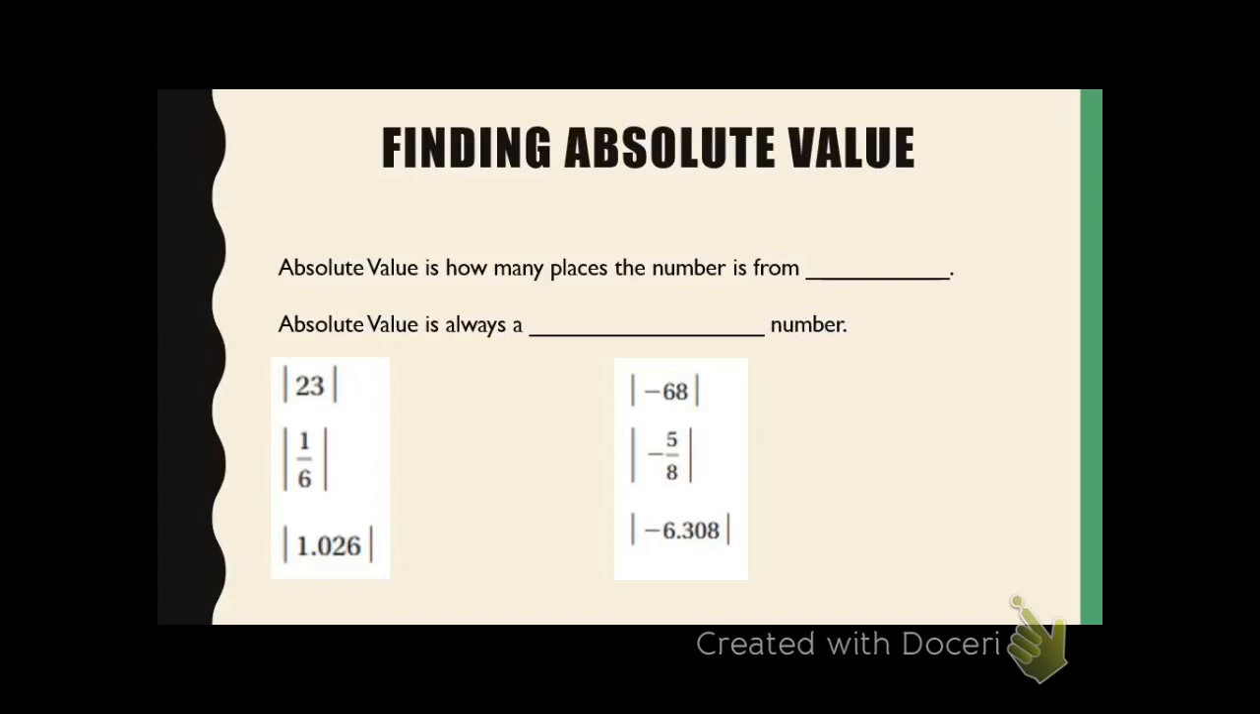All right, then we talked about finding absolute value. We know that these brackets around the numbers on this page represent absolute value. Anytime I see those, I must find the absolute value before I can compare them, before I can order them, before I can do anything. I've got to find that absolute value. And absolute value is how many places the number is from 0.